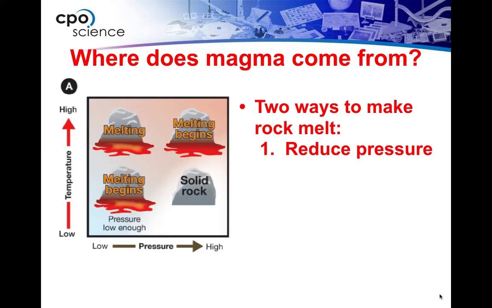So where does this magma come from? We can have magma form a couple of different ways. First of all, you're melting rock. That's what magma is, right? It's melted rock. So there's two ways you're going to melt rock. You're either going to reduce pressure.